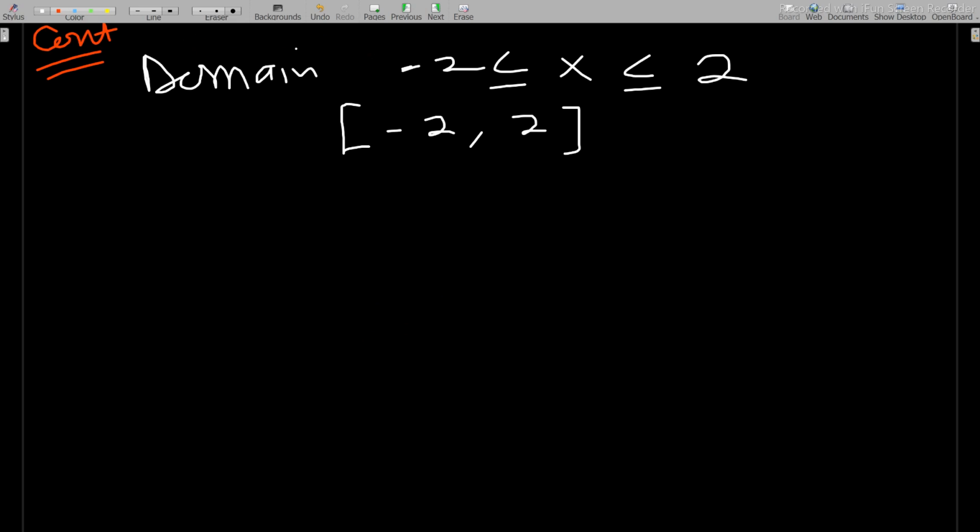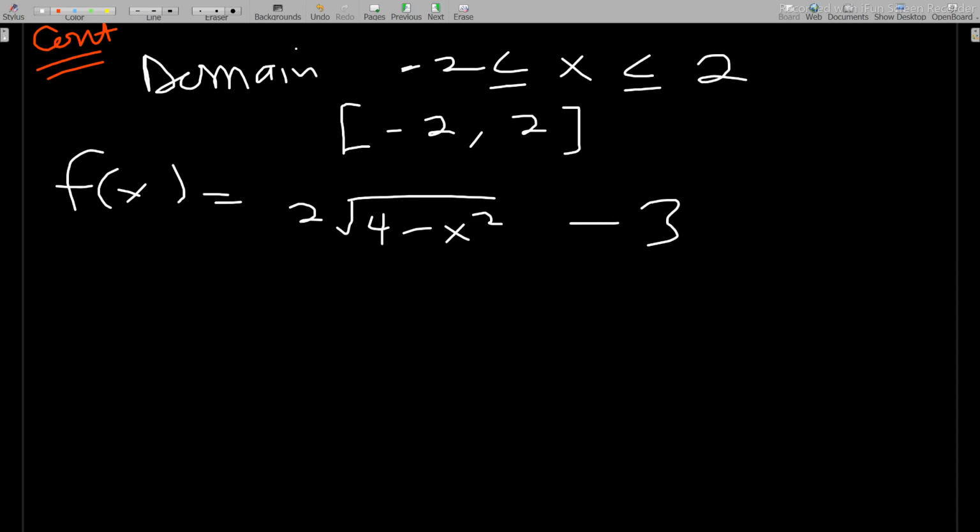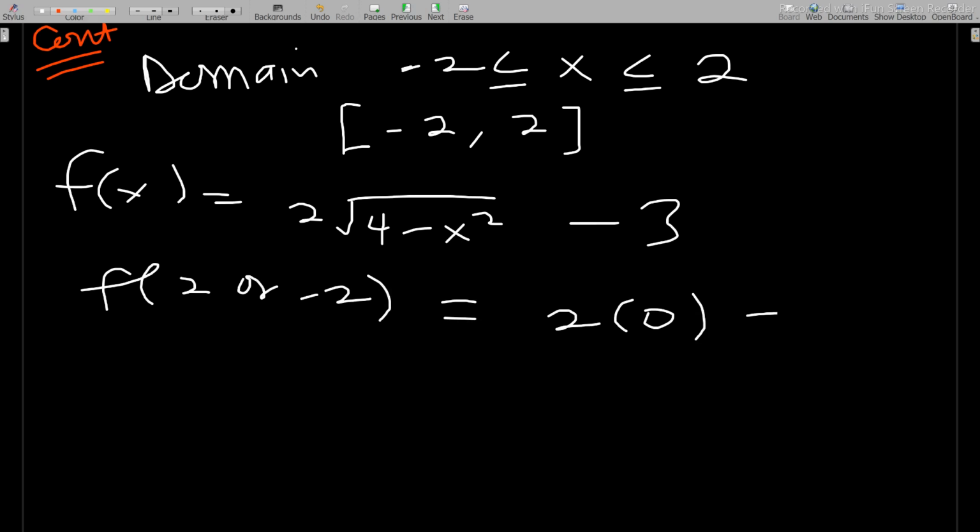Okay, so let's look at the highest value this function f of x can attain. f of x equals 2 into the square root of 4 minus x squared, minus 3. When the whole square root equals 0, that is when x is either 2 or -2, we'll get 0. So f of 2 or f of -2 will give us 2 times 0 minus 3, which is -3.